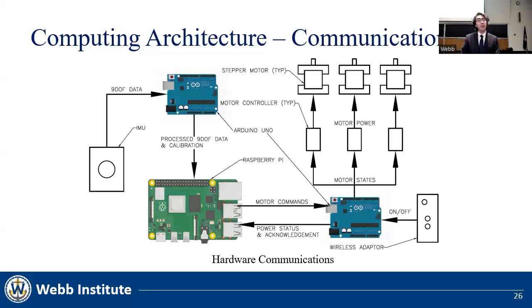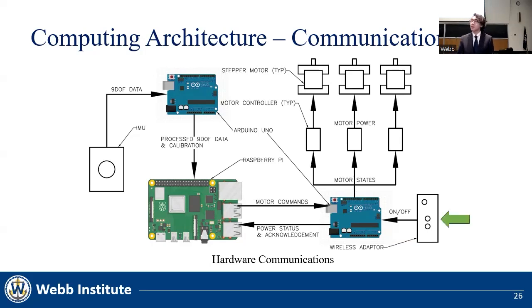Here, the types of communications that each component sends to each other is shown. One thing to note is that the IMU Arduino on the left only sends IMU data to the Raspberry Pi, while the motor control Arduino communicates in both directions with the Raspberry Pi. This Arduino receives motor commands to set the state of the various stepper motors and also communicates whether the wireless adapter signal is on or off.